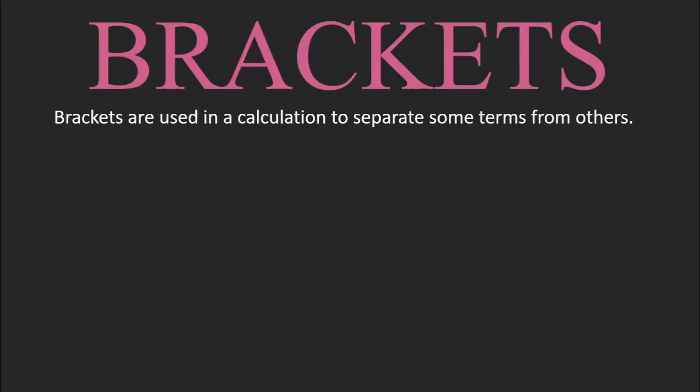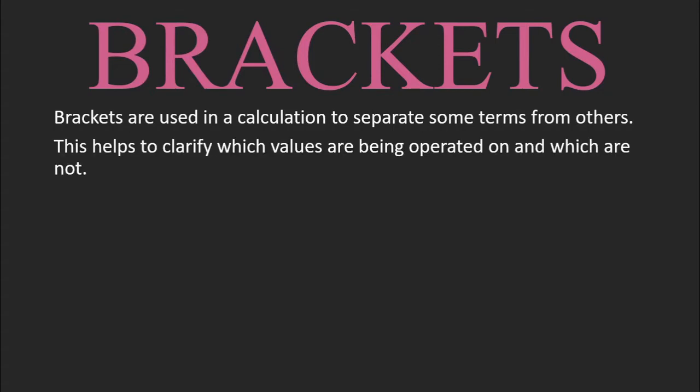First, let's clarify brackets. Brackets are used in a calculation to separate some of the terms from some of the other terms. This helps us to clarify which values are being operated on and which ones are not. So let me show you an example. Here we can see 4 is being multiplied by, and in brackets I've got 2 plus 3. These brackets help to show me that I am going to multiply the 4 by the 2, and I'm going to multiply the 4 by the 3, but I'm not going to multiply the 4 by the minus 6. In order to do this correctly, I should always try to work out the calculation inside the bracket first.